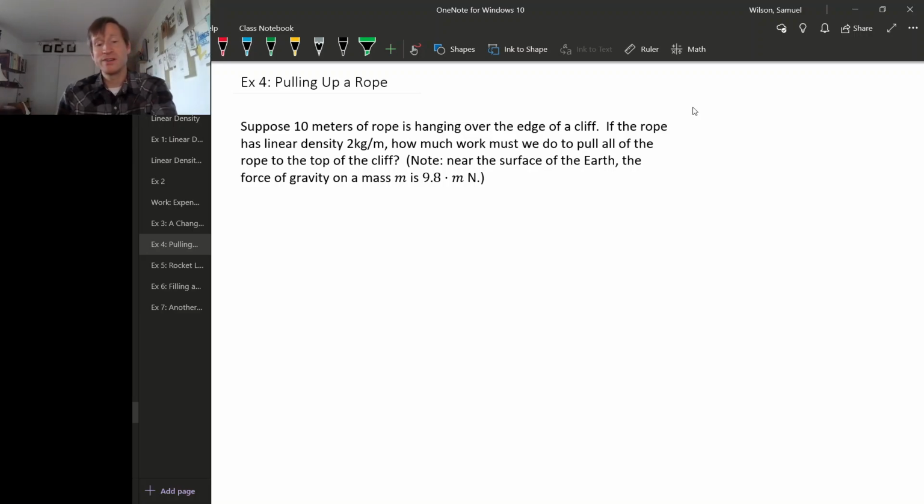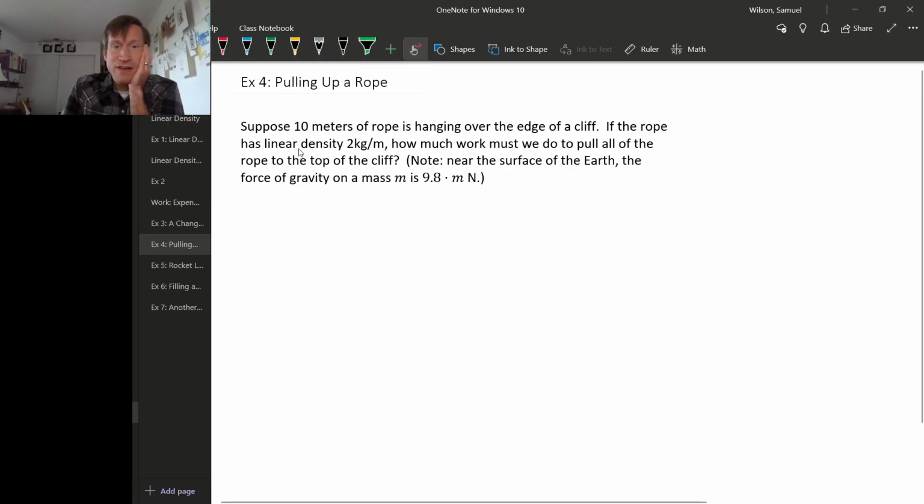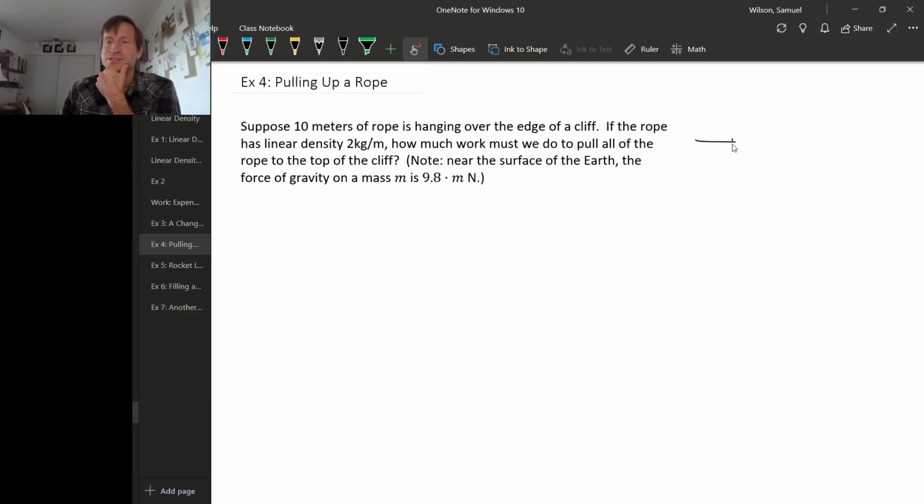Let's look at a couple more examples of calculating work. Suppose we have 10 meters of rope hanging over the edge of a cliff. The linear density of the rope is 2 kilograms per meter. How much work do we need to do to pull all of the rope up to the top of the cliff?